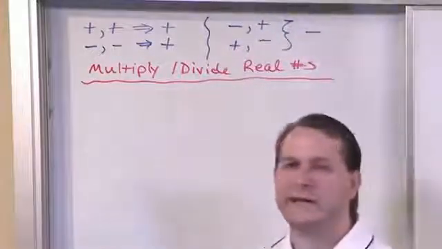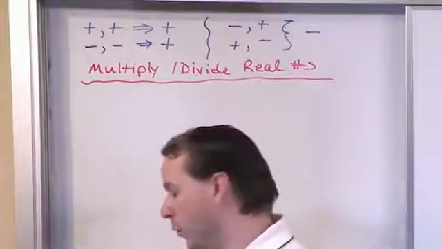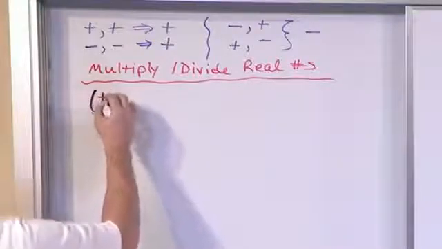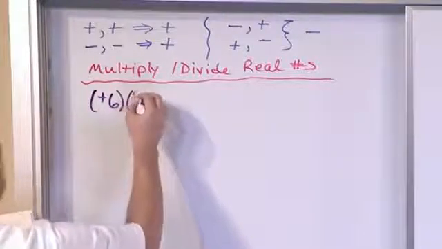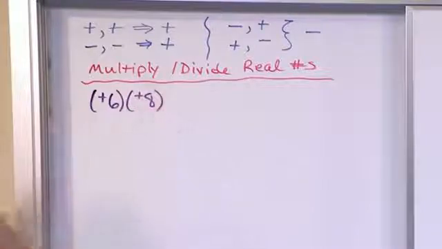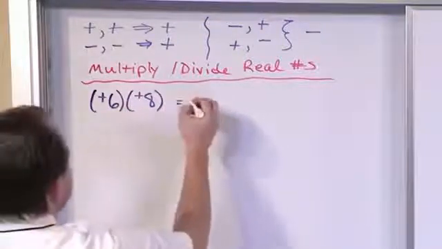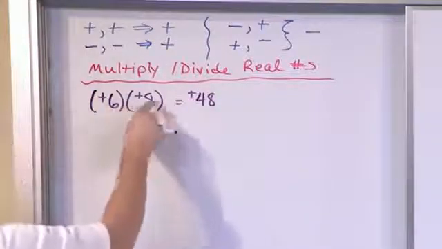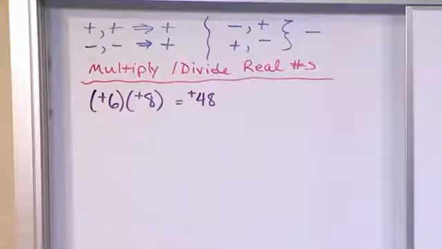I really think that the easiest way to get practice with this is to work problems. So let's go ahead and do that now. We're just going to do a lot of problems. So what if you have positive 6 multiplied by positive 8? Well, this is like from second grade. You have 8 times 6, or in this case 6 times 8. It's going to give you 48. And since the guys are positive times positive, the answer is always going to be positive.